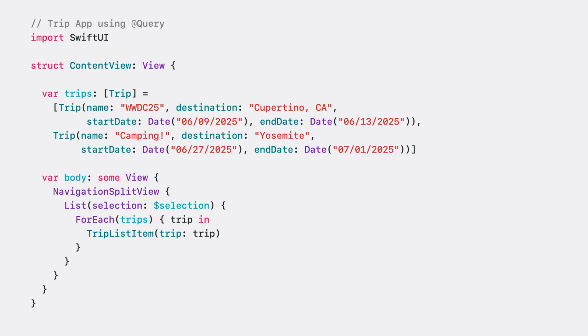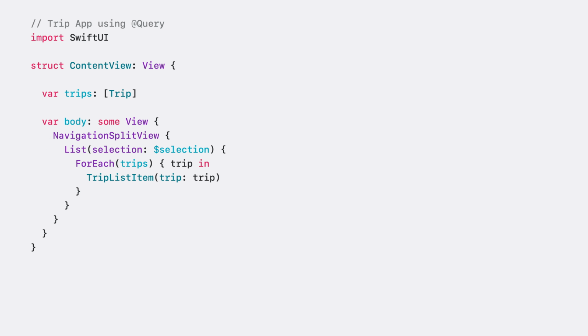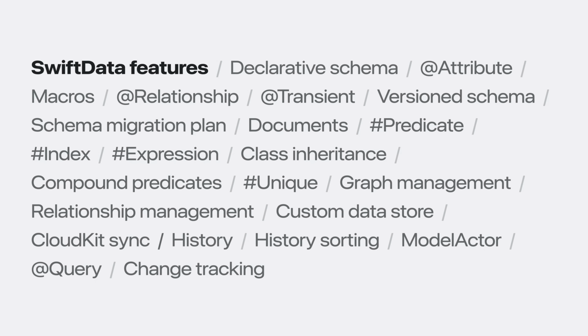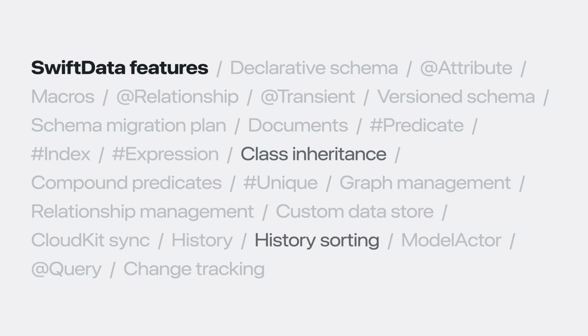With the model container wired up, I can now update my view to harness the query macro. Let's remove this static data, and instead populate the view using the query macro, which will generate the code to fetch the trips from the model container. And that's it. The app now persists all of the trips that I create and fits perfectly into my SwiftUI views. SwiftData not only provides persistence with ease, but modeling and migration of your schema, graph management, synchronization with CloudKit, and so much more. And the latest new feature to come to SwiftData is class inheritance.